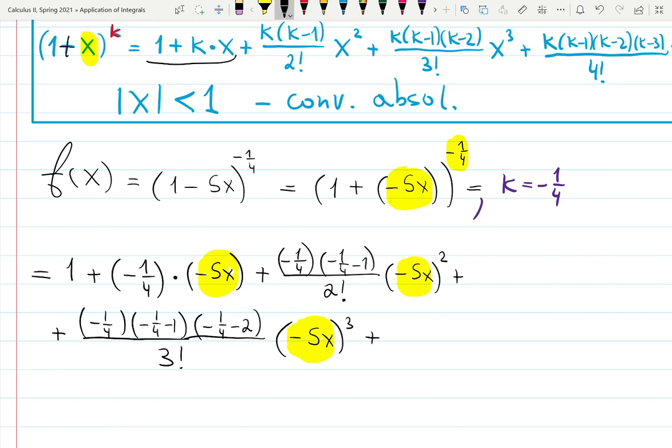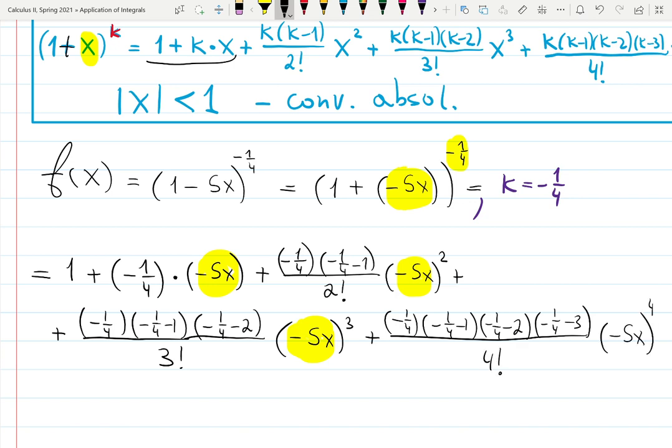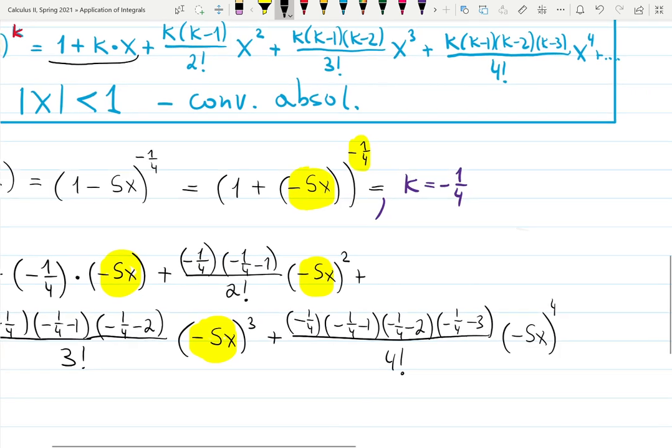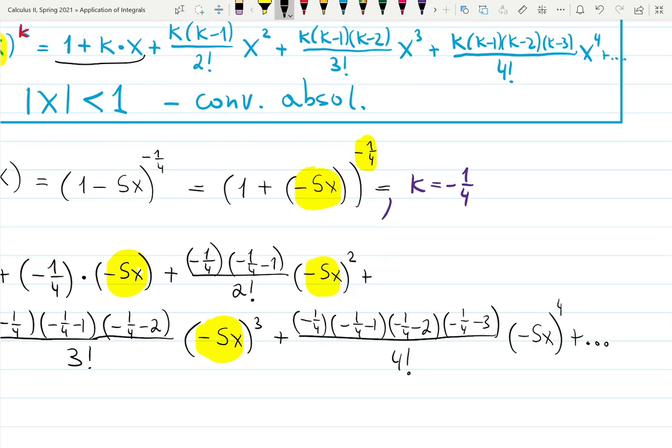It's a different input than it used to be. Let's do one more just to make it more interesting. k, negative 1/4. k minus 1, negative 1/4 minus 1. k minus 2, negative 1/4 minus 2. k minus 3, negative 1/4 minus 3, divided by 4 factorial, input minus 5x to the 4. It goes infinitely unless we want to have a finite polynomial, but I will make it infinite, like so.